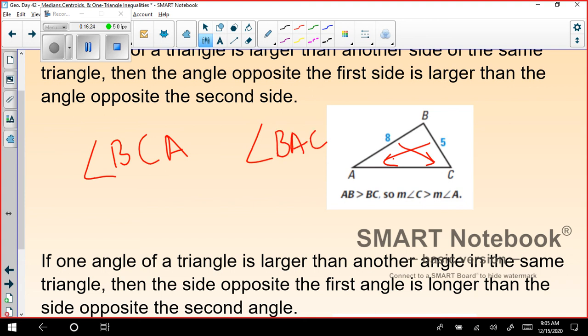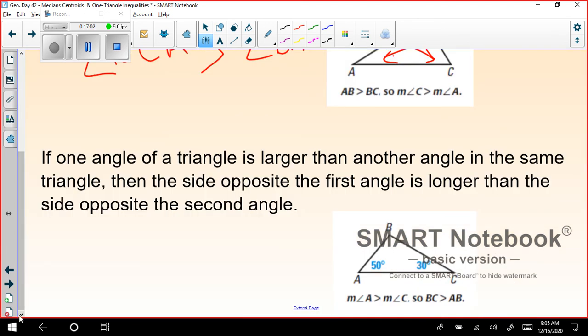Okay. So we had AB greater than BC, which implies the angle opposite to AB, angle BCA, is going to be greater than angle BAC. That's what this particular triangle inequality property says. AB is greater than BC, so measure of angle C is greater than measure of angle A, or if I am representing the angle using 3 letters, angle BCA is greater than angle BAC. Okay, you have to keep this first property of triangle inequality in mind. Same way, the other way is also true.